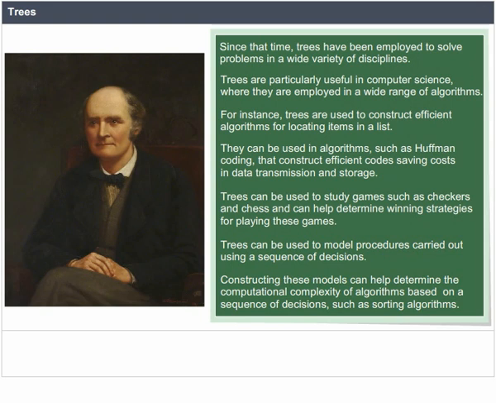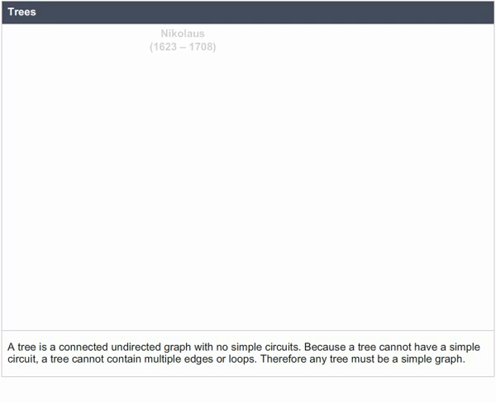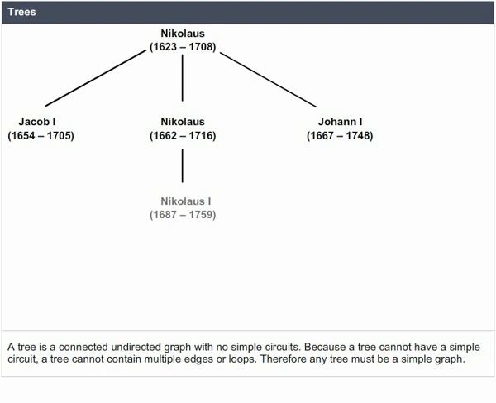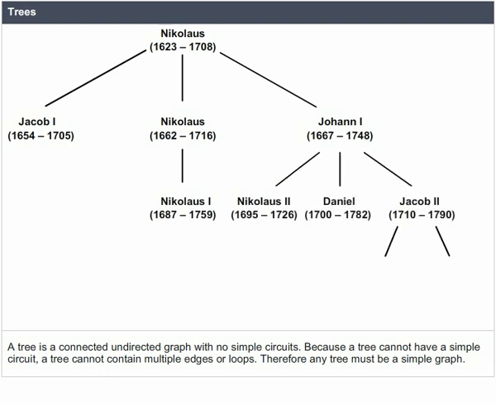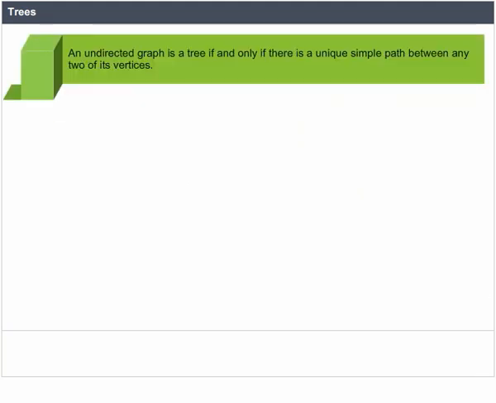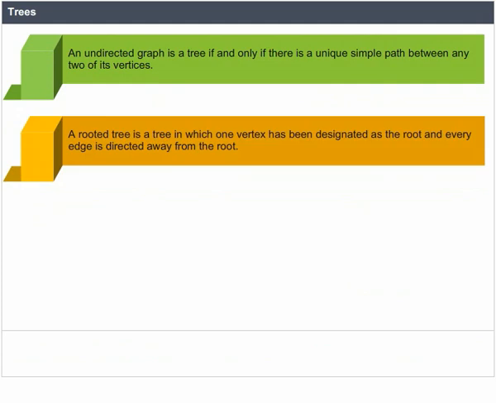algorithms. A tree is a connected undirected graph with no simple circuits. Because a tree cannot have a simple circuit, it cannot contain multiple edges or loops. Therefore, any tree must be a simple graph. An undirected graph is a tree if and only if there is a unique simple path between any two of its vertices. A rooted tree is a tree in which one vertex has been designated as the root and every edge is directed away from the root. A tree with n vertices has n-1 edges.